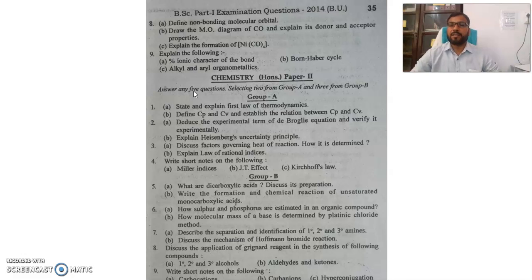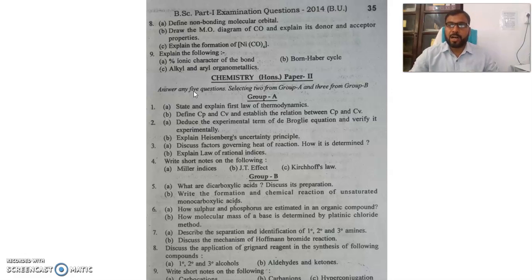Now group B belongs to organic chemistry. The first question: what are dicarboxylic acids? Discuss their applications. Write the formation and chemical reactions of unsaturated monocarboxylic acid. Means an unsaturated double bond is there. And you have to discuss dicarboxylic acid.